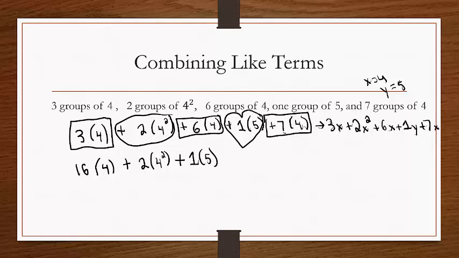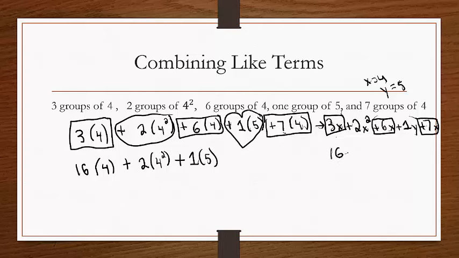So I can do some combinations because I have what are called like terms. Like terms will have the same letter and the same exponent. Just like we did over here, 3 groups of 4 and 6 groups of 4 and 7 groups of 4 made 16 groups of 4. Because we're just counting groups of that specific thing. So we're going to draw a box around all of our x terms. And just like before, I add the numbers in front, which are called the coefficients. 3 plus 6 plus 7 will again make 16.